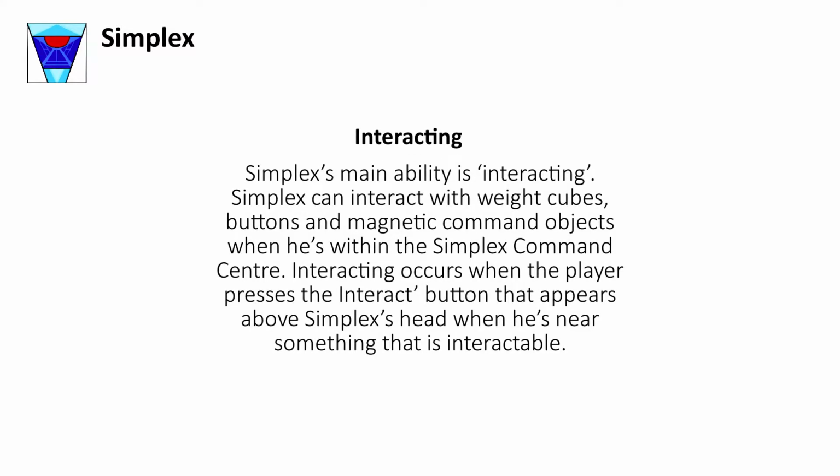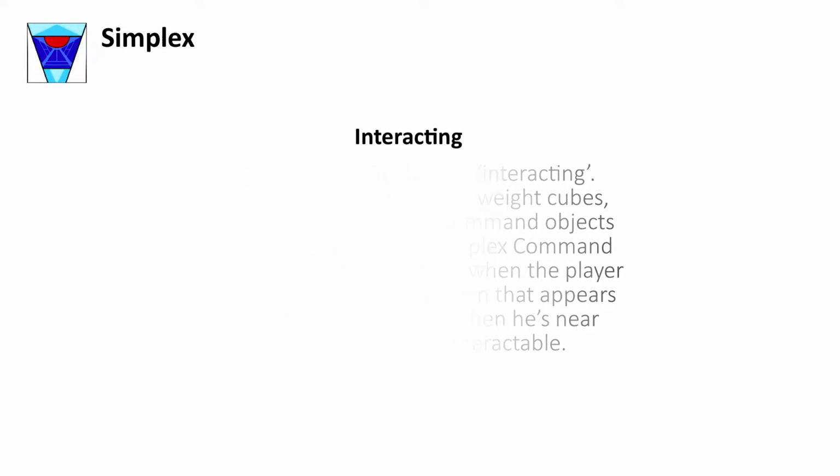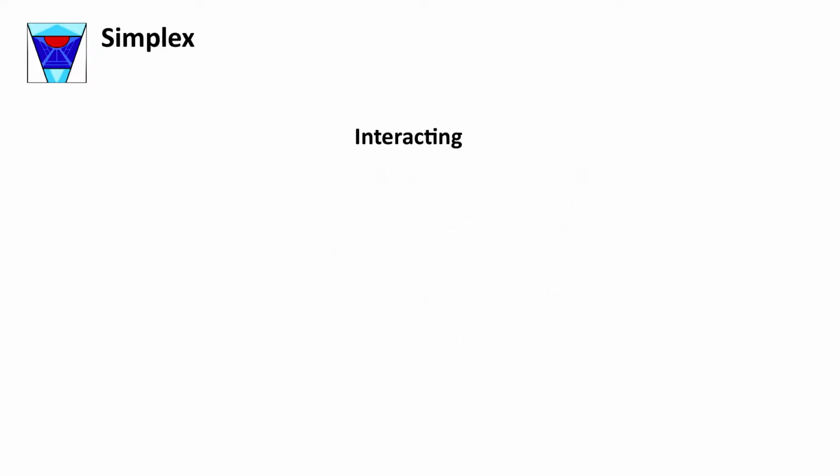Simplex's main ability is interacting. Simplex can interact with weight cubes, buttons, and magnetic command objects when he's within the Simplex command center. Interacting occurs when the player presses the interact button that appears above Simplex's head when he's near something that is interactable. So, interacting won't be valid only for weight cubes. There will be also buttons and many other things that you can see in the description.